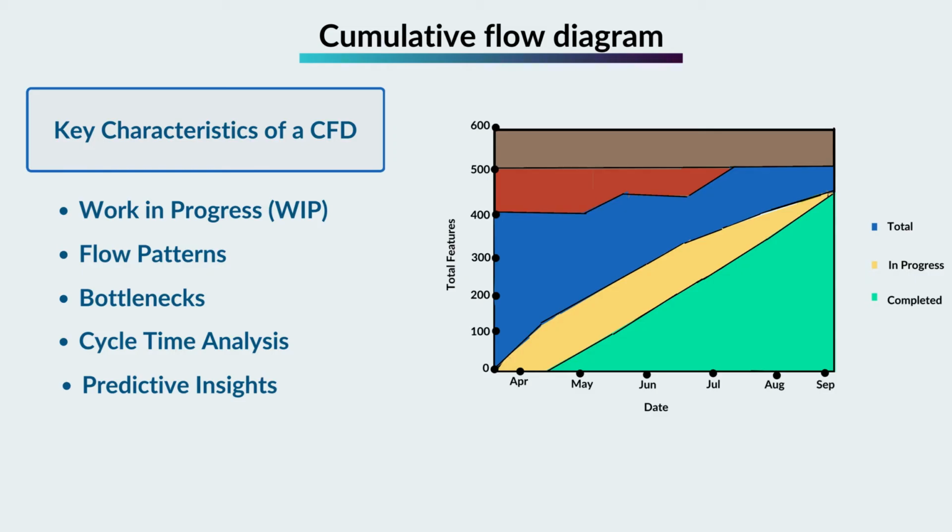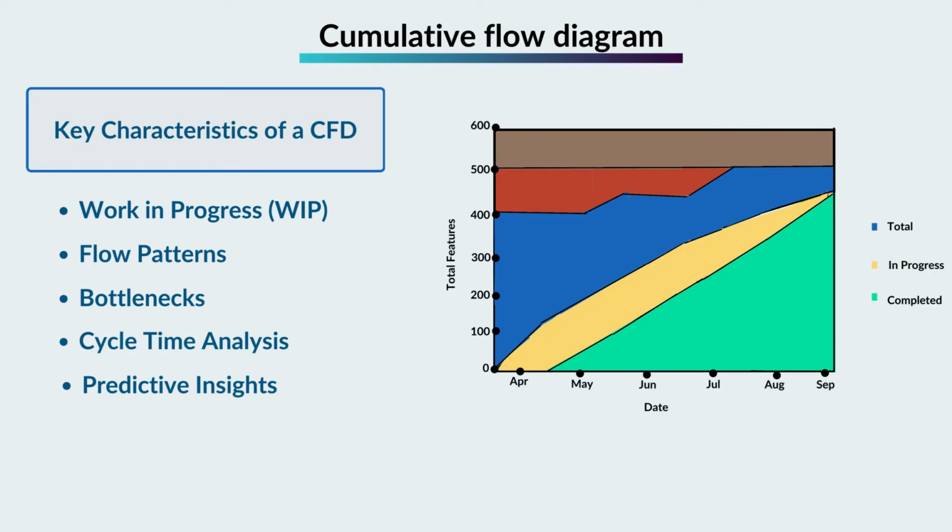Flow patterns: by observing the flow of work items on the CFD, teams can identify patterns and trends. For example, they can see if work items tend to get stuck in a particular state or if they flow smoothly from one state to the next.